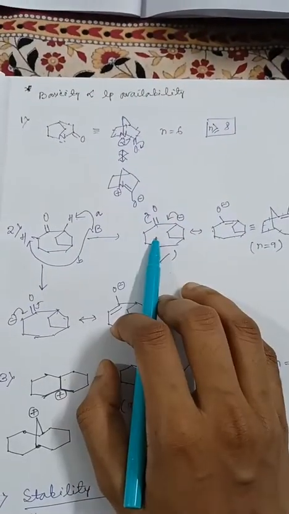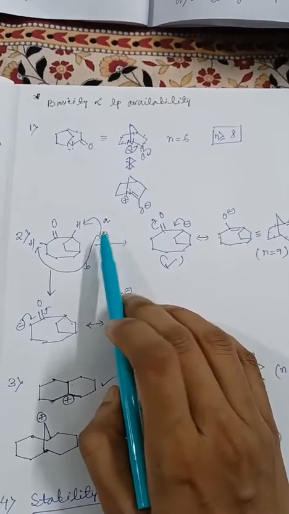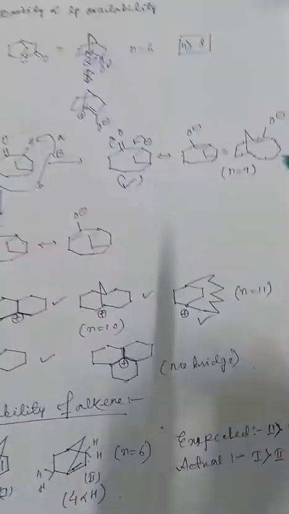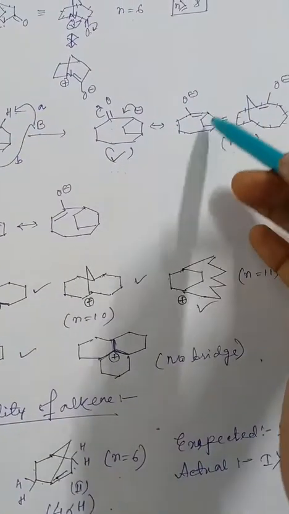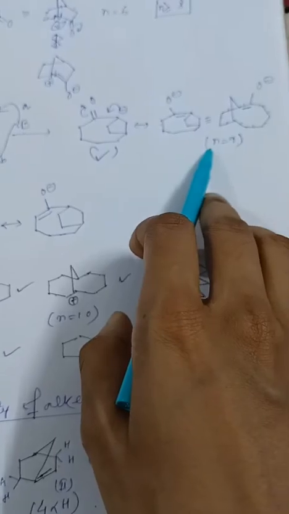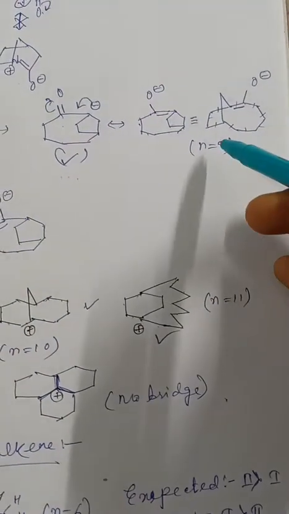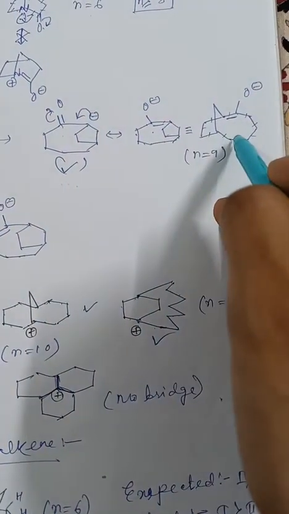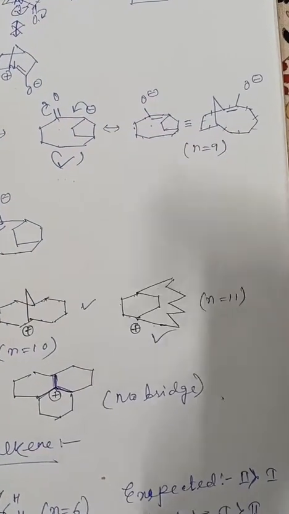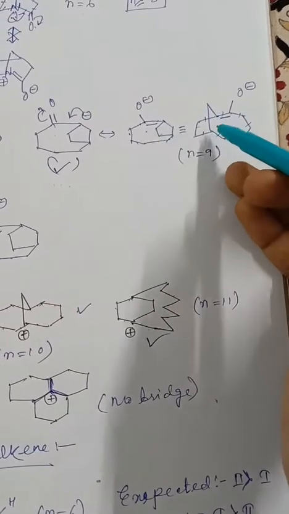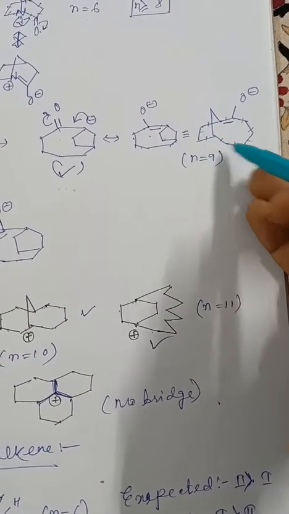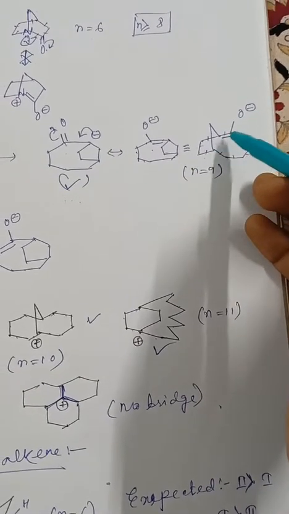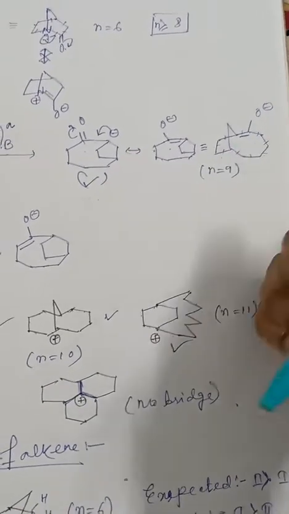We'll first draw the carbanion. If this base abstracts this hydrogen, this will be the carbanion, and this carbanion will be resonance stabilized. Why? Because here n equals 9. For better visual representation, I have drawn this similar structure in this manner so that you can get a much better pictorial representation. Here you can count that n equals 1 2 3 4 5 6 7 8 9. So this bridgehead carbon can have sp2 hybridization.